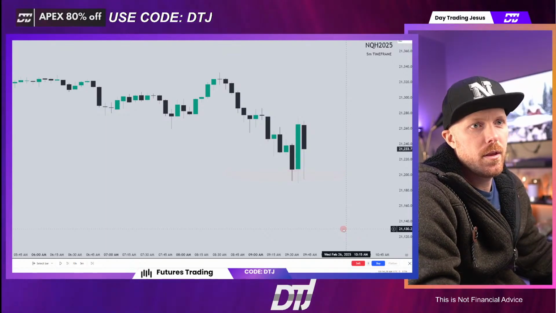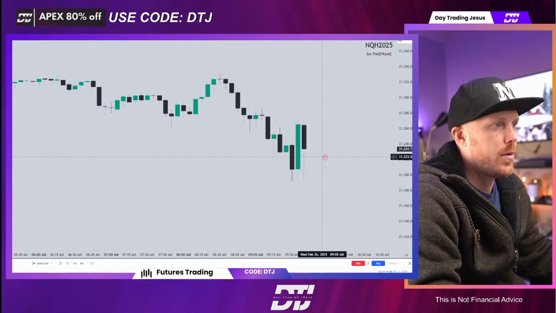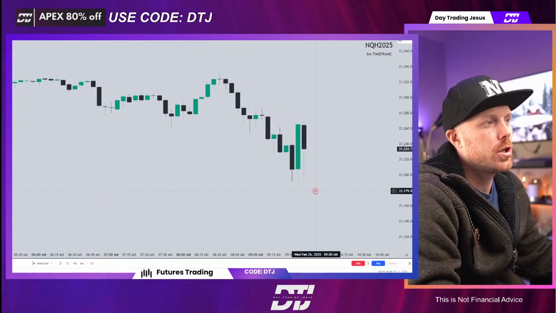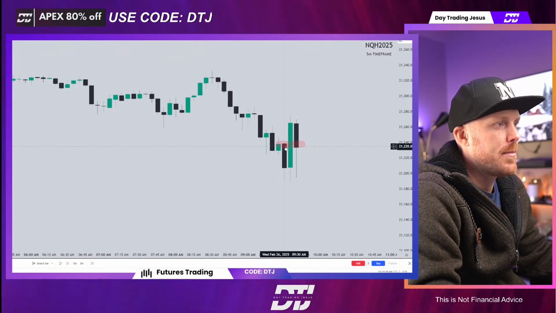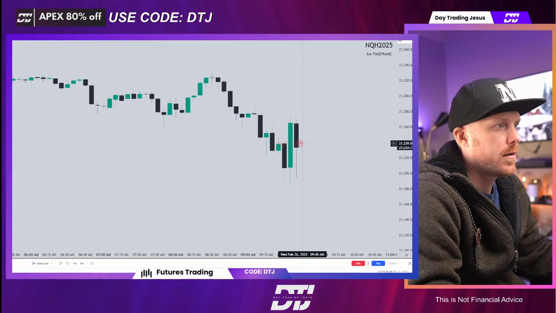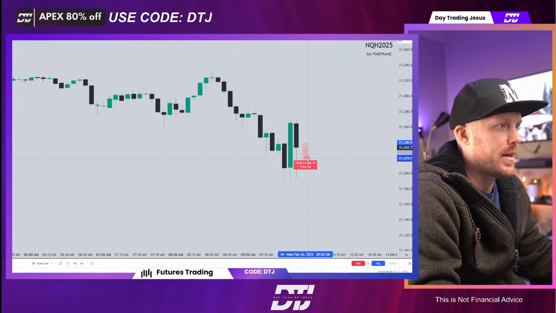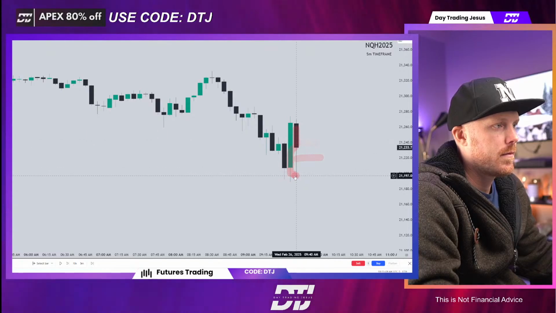Fijo, I agree with you. I took this long. I saw this and I took the long. I took the long right when we came down into this order block. This is where my long was. I went long right here. And I set my stop for 20 handles, which was right there. So I went long here, and I got stopped out there because of this wick.